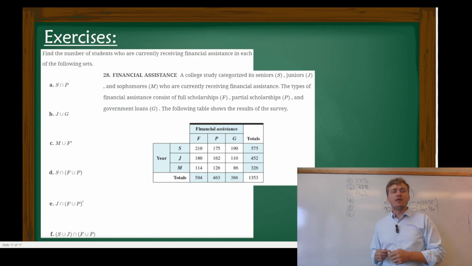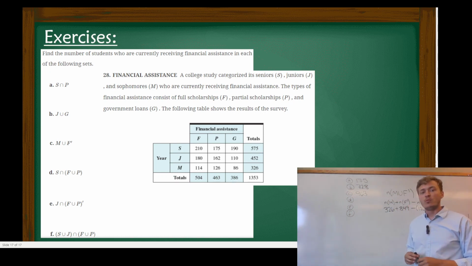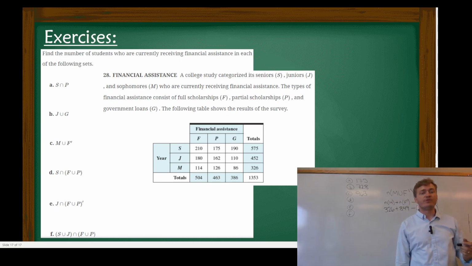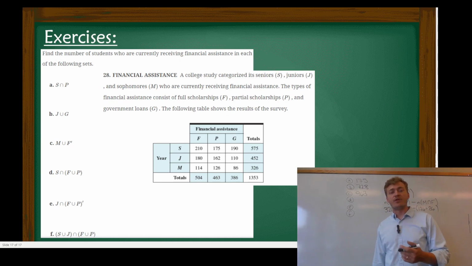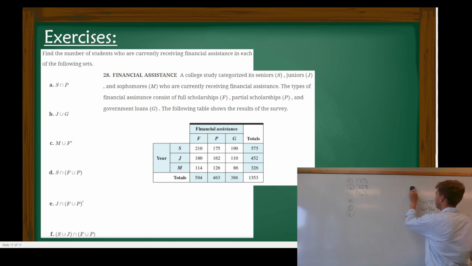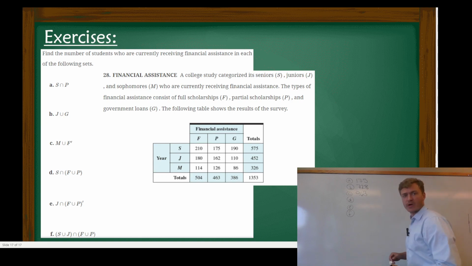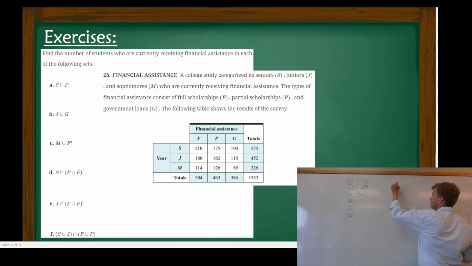With part D, we have S intersect F union P. And once more, we take a look and we see that in order to find the intersection, we first find the union. I'm going to write out here, S intersect F union P.